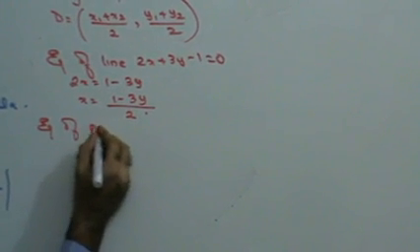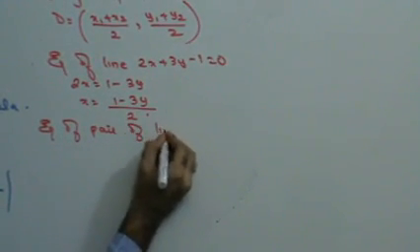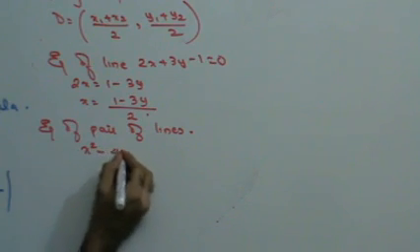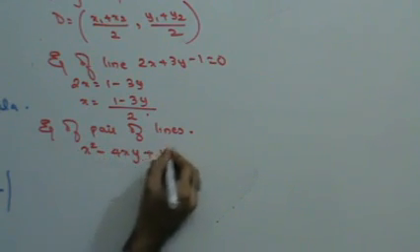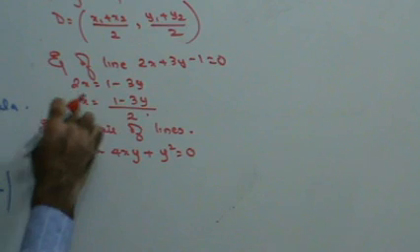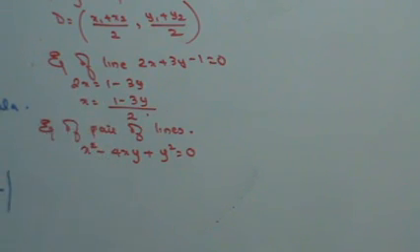Equation of pair of lines. The equation of the pair of lines is given by x square minus 4xy plus y square is 0. Since the line AB and the pair of lines intersect each other, the coordinates of line AB should satisfy the equation of the pair of lines. That means I should be able to substitute x here.